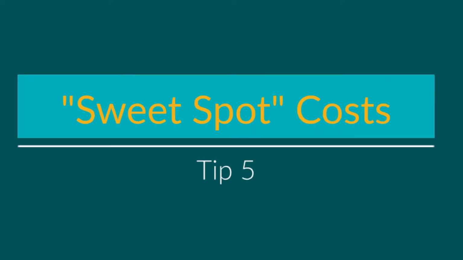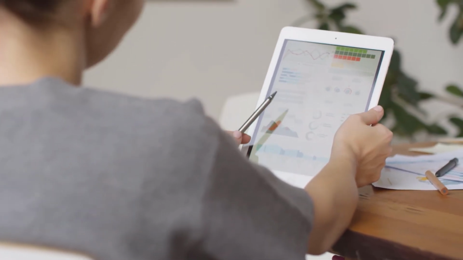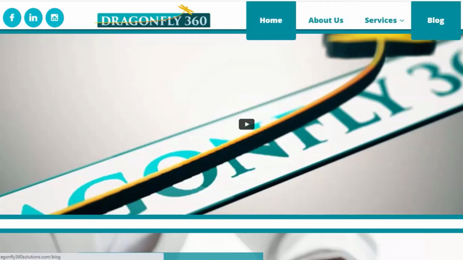Fifth, determine the costs that have a direct relationship to boosting revenue. Calculate your break-even and understand your sweet spot for highest profit margins. It is important that you do not eliminate or reduce costs too quickly without understanding the impacts to your profitability. Look for future tips on addressing this area.